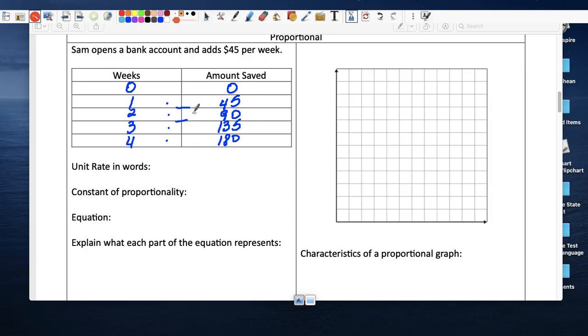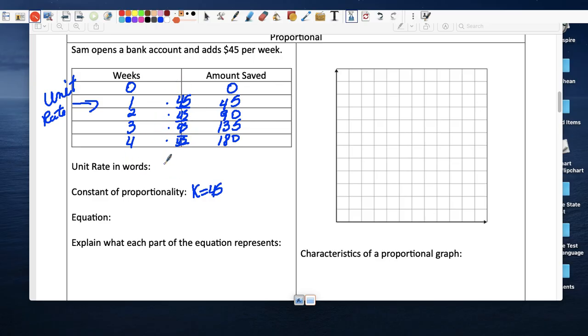1 times what is 45, 2 times what is 90? Well, it's already given to us right here. This line here, when we're comparing it to 1, is actually the unit rate line. We know how much he's depositing per week, and that would be 45. So it's times 45, times 45, times 45, times 45. That's known as our K, our constant of proportionality, our unit rate. The same number shows up in our unit rate.